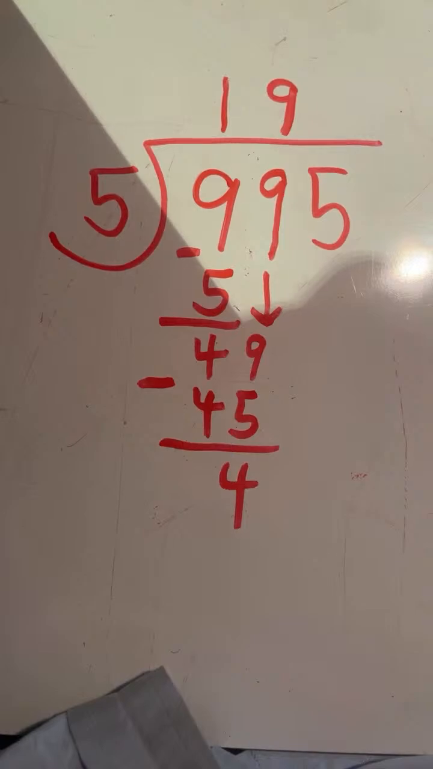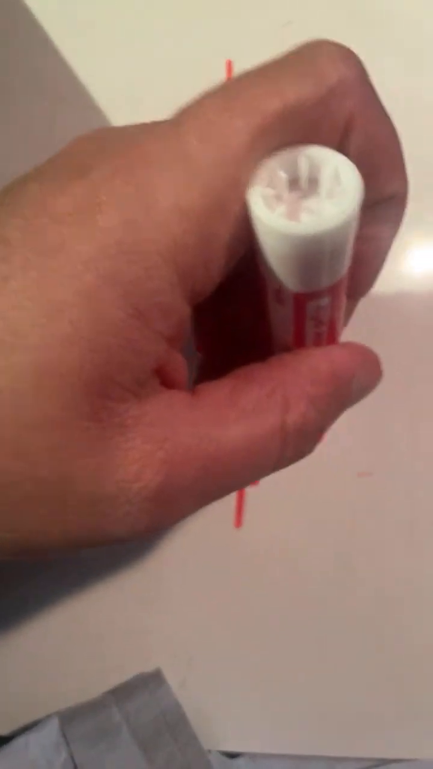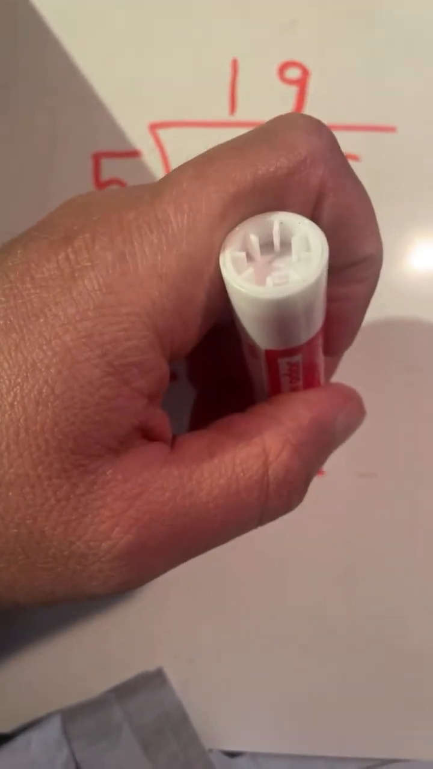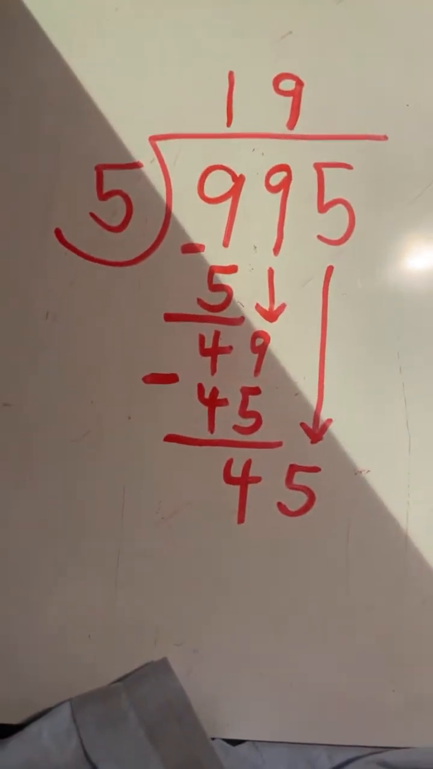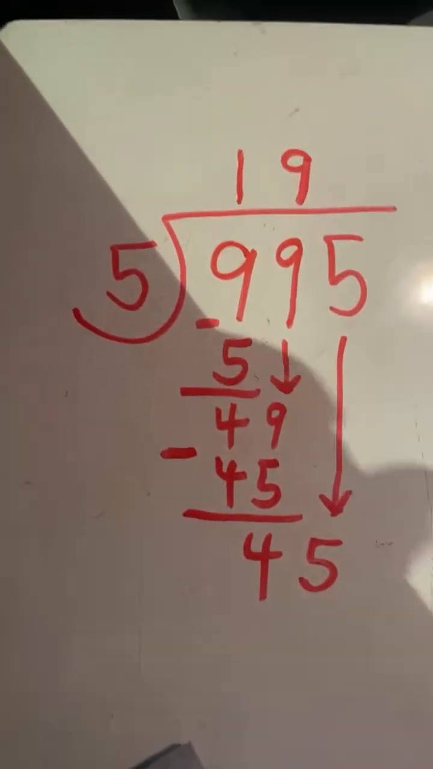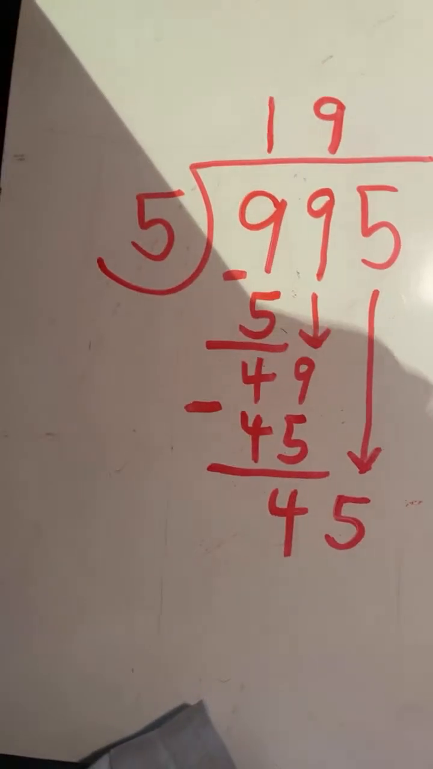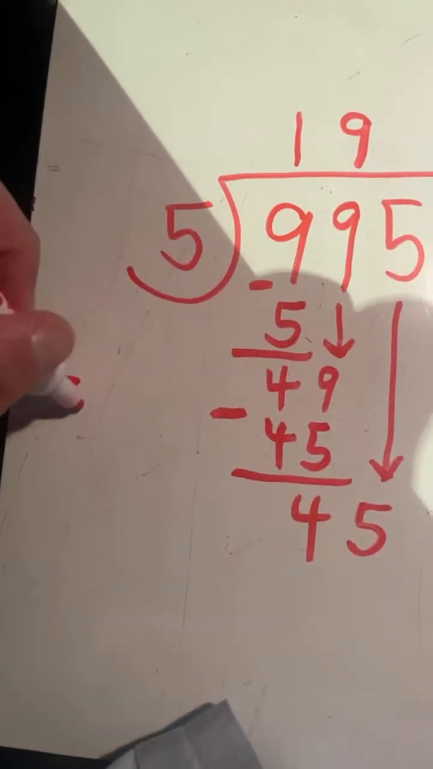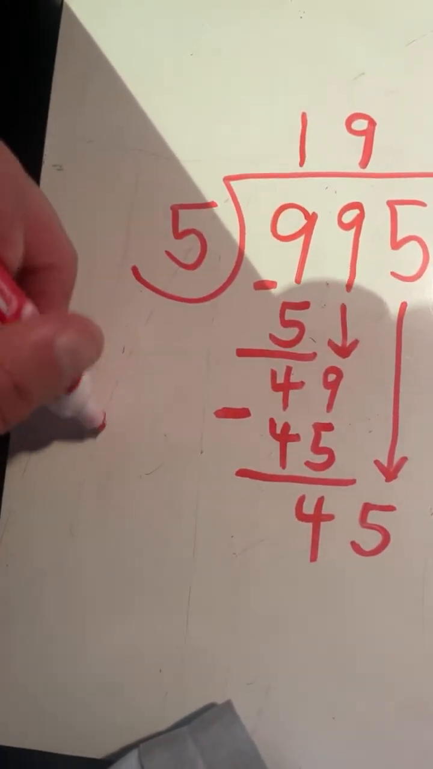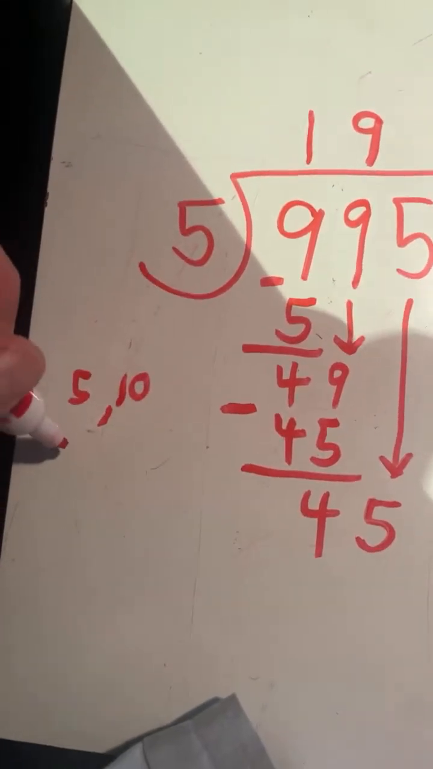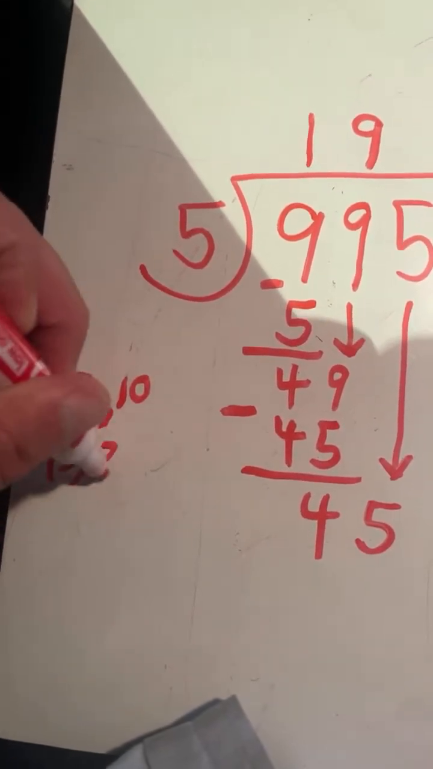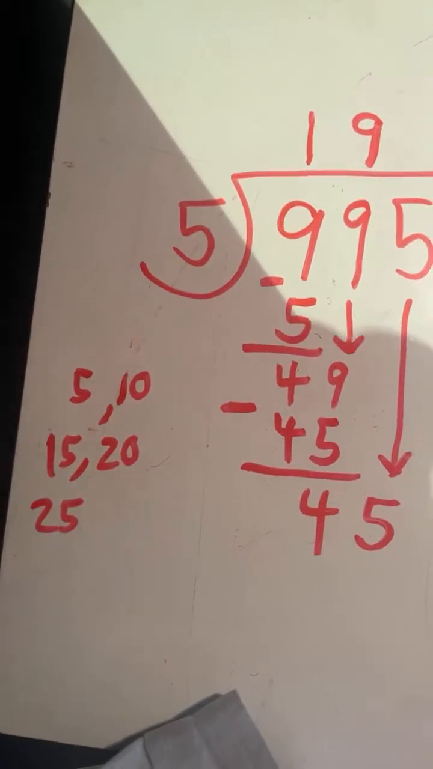Next step, we got to bring down the 5. That 4 is going to become a 45. So now we got to figure out how many groups of 5 go into 45. So I'm going to do that on the side here. 5, that's one group. 10, two groups of 5. 15, three groups. 20, four groups.